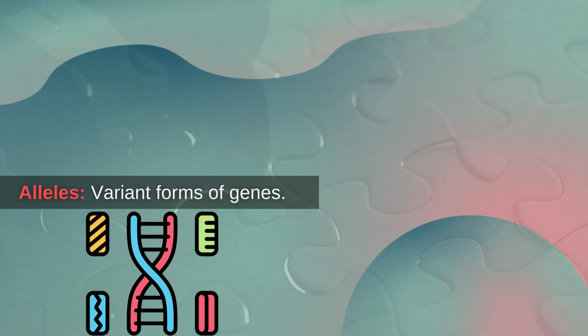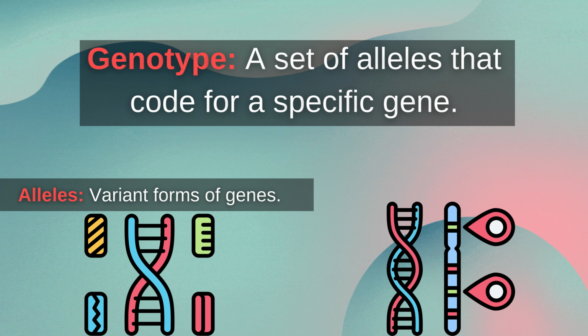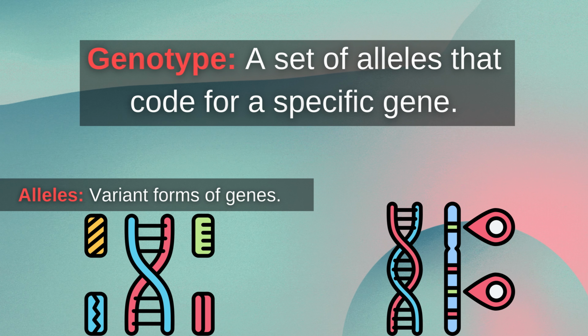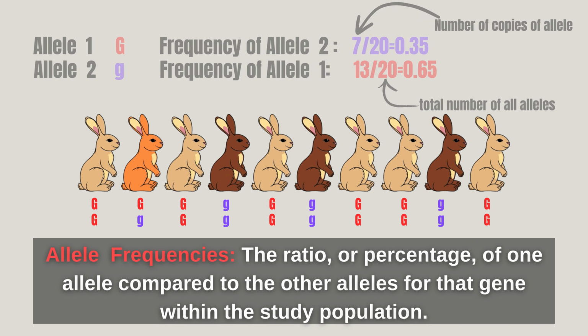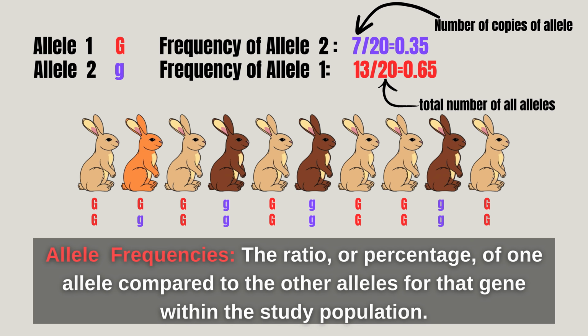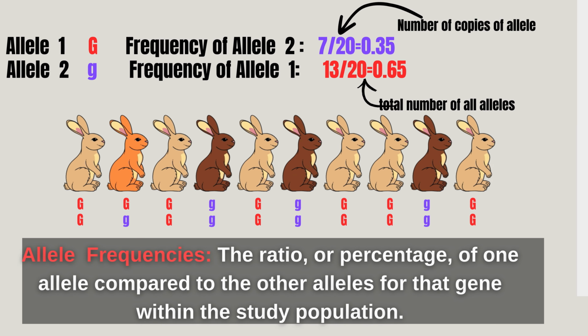A set of alleles together code for a specific gene, and that set of alleles is called a genotype. Allele frequencies tell us how common a particular variant of a gene is within a population. If these frequencies change from one generation to the next, evolution is occurring. Population genetics helps us understand these changes and the forces driving them.